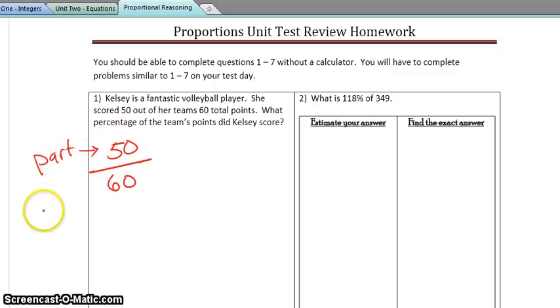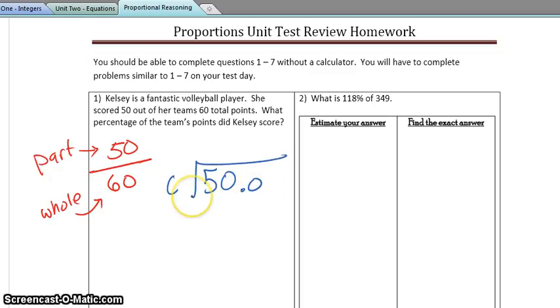Okay, that top is the part that Kelsey scored. She scored a lot of points. And the entire team scored 60 points. The big question is what number goes under the division symbol, and that would be the top number, the first number. Okay, move this decimal up and now treat the 50 like a 500.